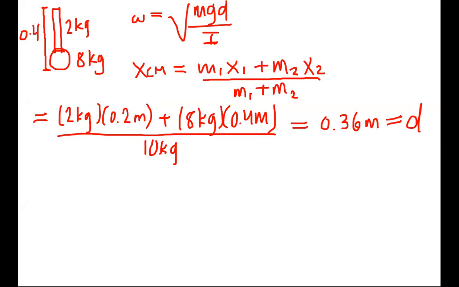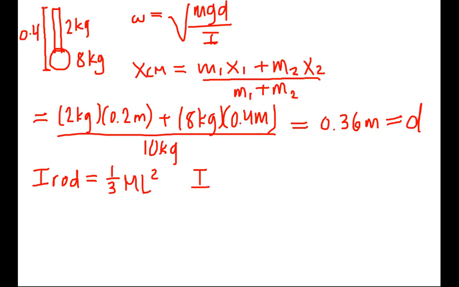Now we just have to calculate what is I. In this case, we have two objects. So I for the rod is equal to 1/3 times the mass of the rod times the length squared. And that's something that we can just get from a table. That's not something that is given in there. So that's something that we would get from a table.